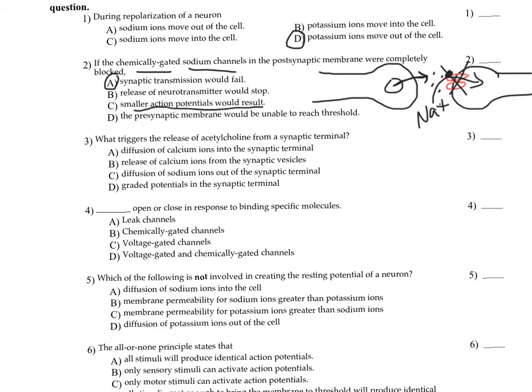What triggers the release of acetylcholine from that synaptic terminal? When that action potential is coming down that neuron and it gets to the synaptic terminal, that causes these calcium gates to open up and calcium comes into the cell. And when calcium diffuses into the cell, that causes acetylcholine to be released. Right? So what's our answer? The diffusion of calcium into the synaptic terminal.